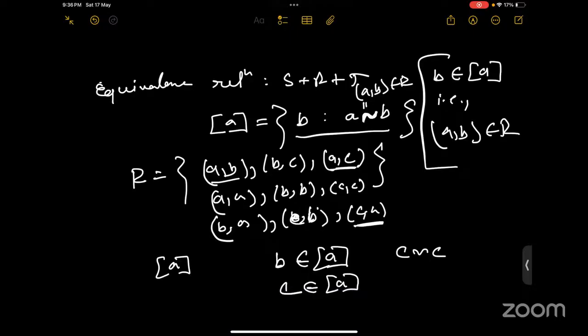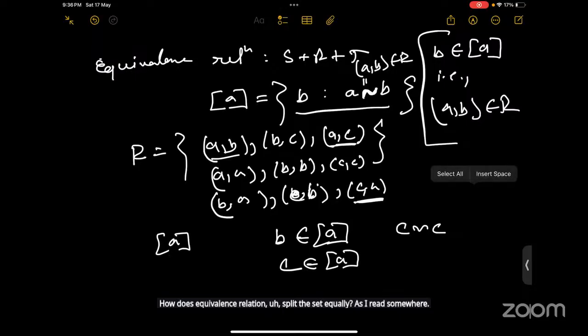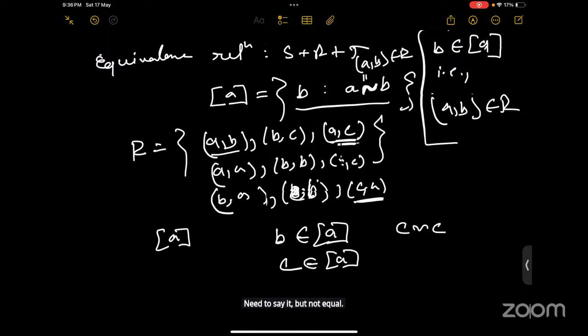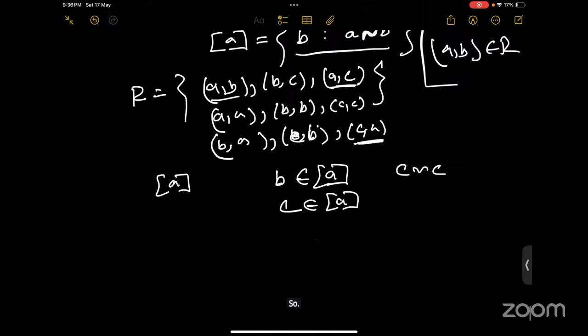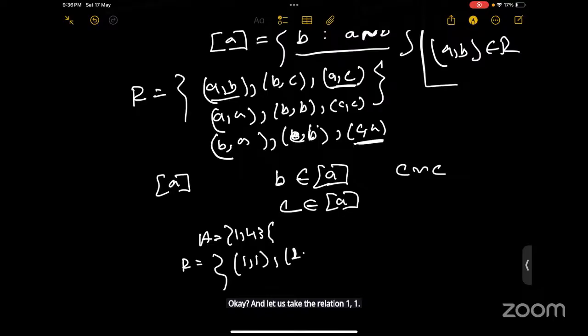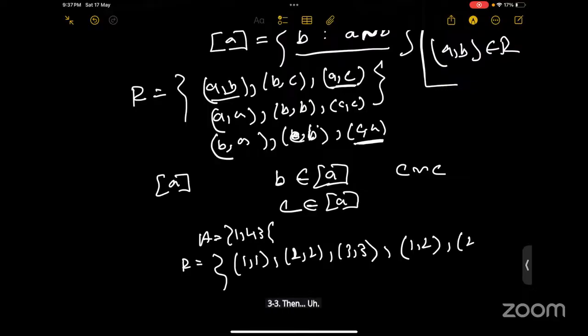How does an equivalence relation split the set equally? As I read somewhere, an equivalence relation splits the set. It splits the set, but not equally. I mean, equivalence relations partition the set. So if I take an example, suppose we have the set 1, 2, 3. Okay. And let us take the relation (1,1), (2,2), (3,3), then (1,2), then (2,1).